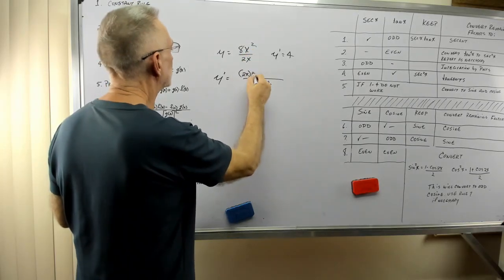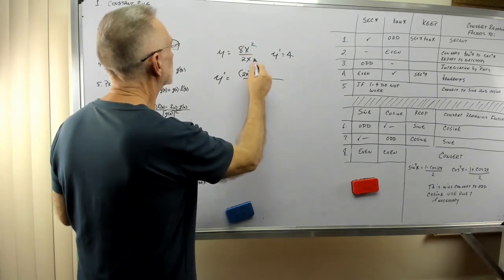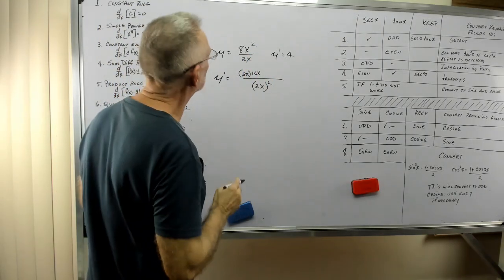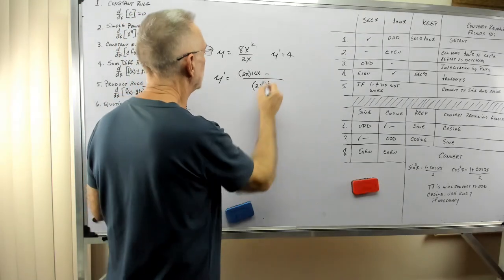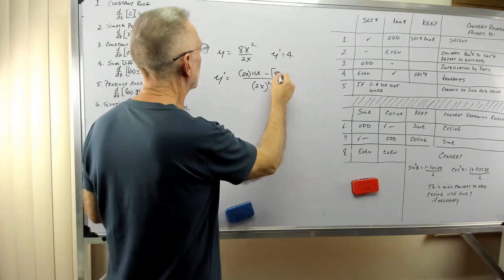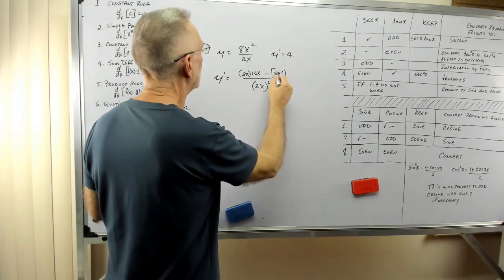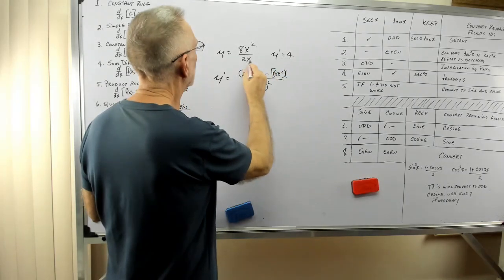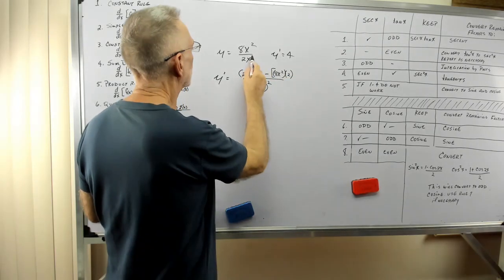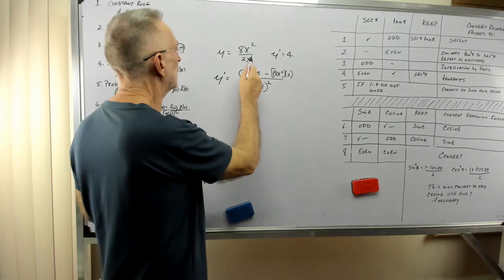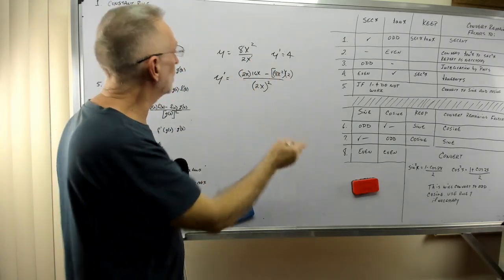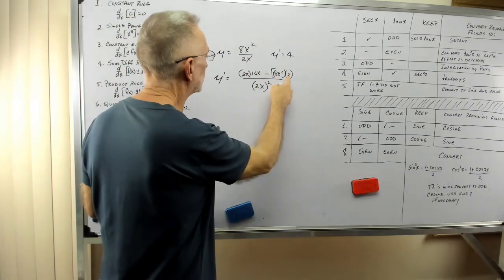2 times 8 is 16, x to the 2 minus 1, which is x to the first power, minus the function that's on the top. I'm going to put a bracket here, 8x squared times the derivative of the one that's on the bottom. So it's x to the first power, 1 times 2 is 2, x to the 1 minus 1, which is x to the 0 power, which is 1. 1 times 2 is 2.